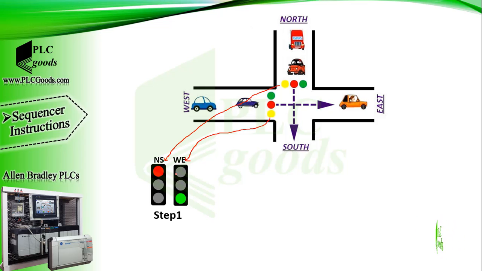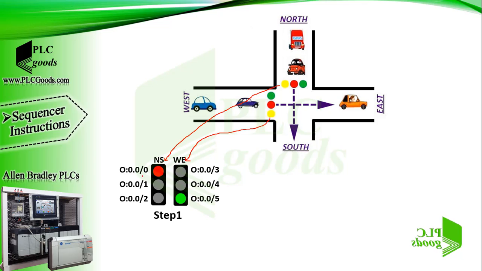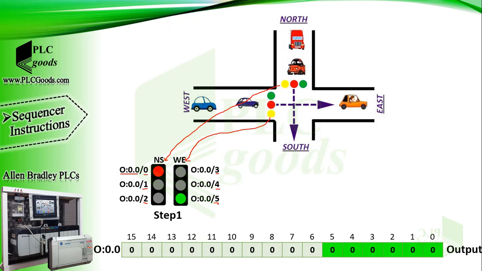Here are six lights. So, we need six digital outputs to turn each light on and off. Here, I have used the first six bits of 0.0. For example, I have connected the green light of the west to east way to the sixth digital output. Similarly, to turn on the red light of the north to south traffic lights, I have to activate this bit of my output address.